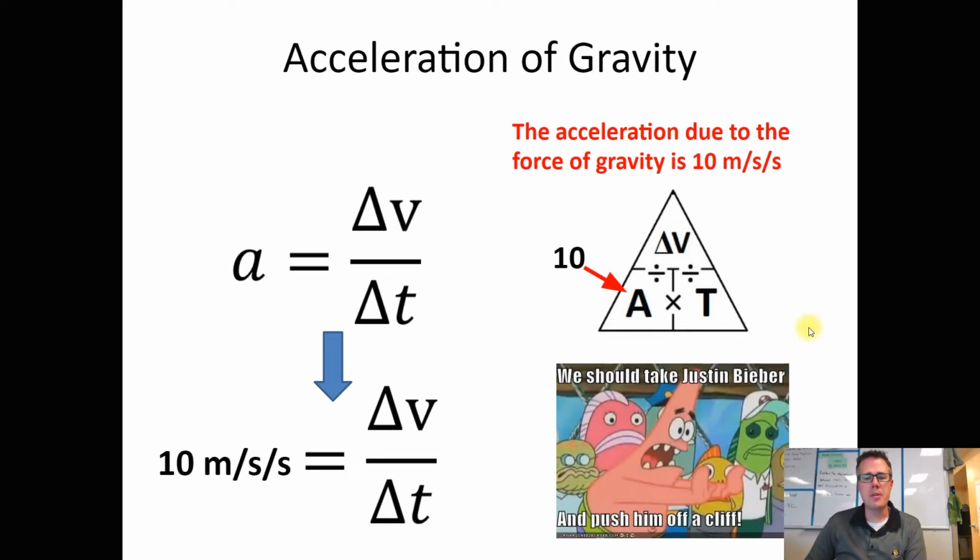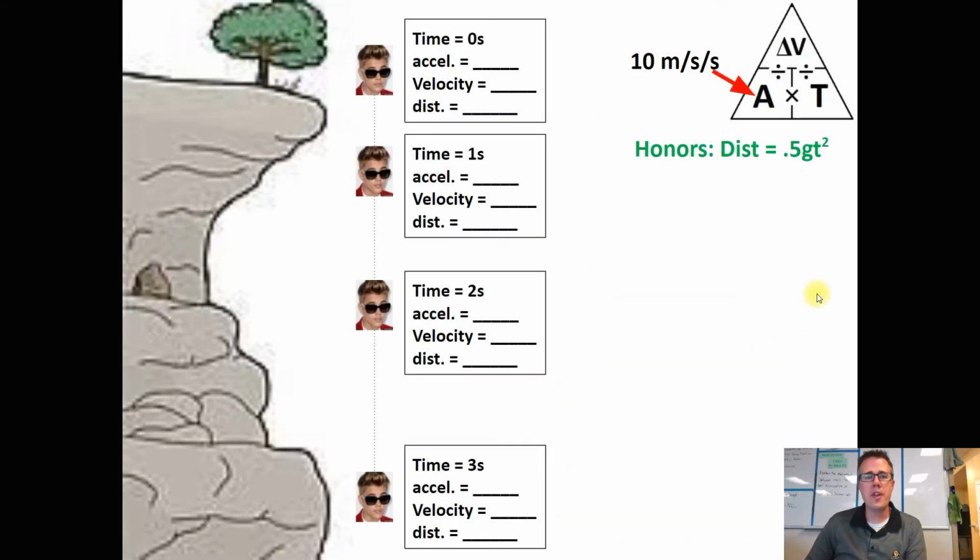We're going to take Justin Bieber and push him off a cliff. So let's say we've shoved him off a cliff, and we want to figure out his acceleration, his velocity, and how far he's fallen at each second along the way before he meets his untimely demise down at the bottom. We're going to be using the equation that we just saw on the other slide, and we're also going to use this little triangle.